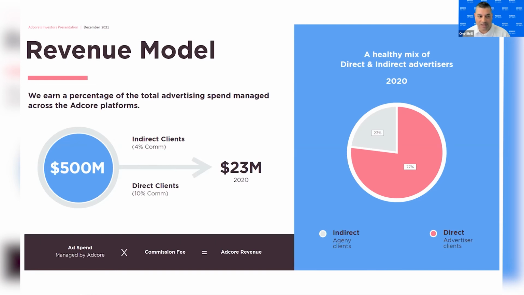So the average take or platform take for indirect clients is going to be around 4%, and for direct clients it's going to be around 10%. Together, if you look at 2020 numbers, it's going to be 23 million in revenues that we did in 2020. And if you look at the breakdown in 2020, it was almost 25% for indirect and 75% for direct. And obviously what we saw because of COVID is that the direct client revenue stream grew much faster, with much more e-commerce activity and much more budget going online, and basically we can see a massive spike in the numbers.